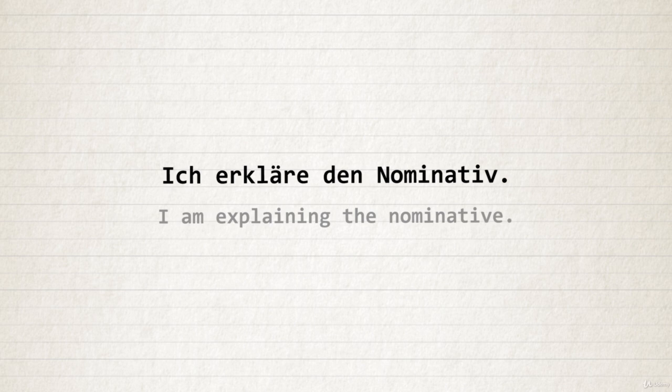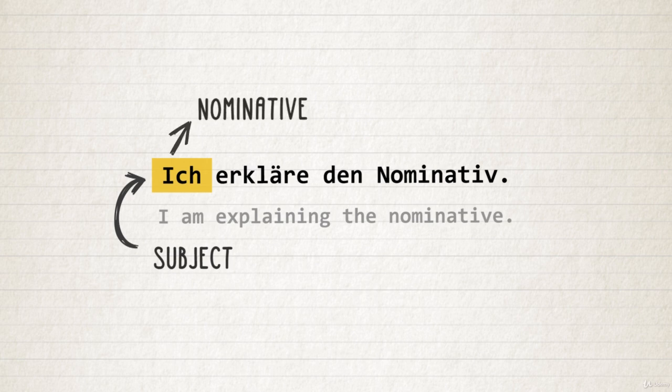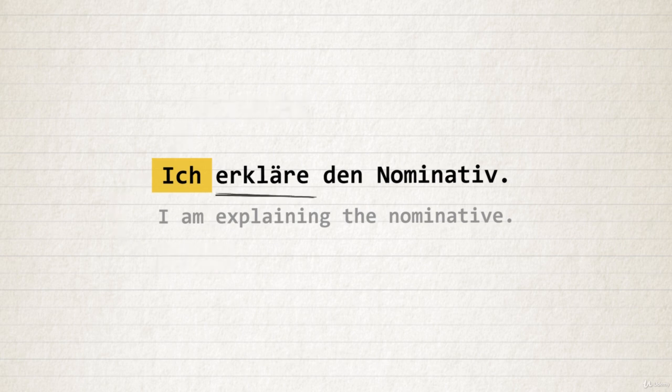Let me show you a few examples. Ich erkläre den Nominativ. I am explaining the nominative. I am the subject of the sentence carrying out the action, and therefore in the nominative case. The verb erklären, to explain, is conjugated according to the subject. In this case, ich.